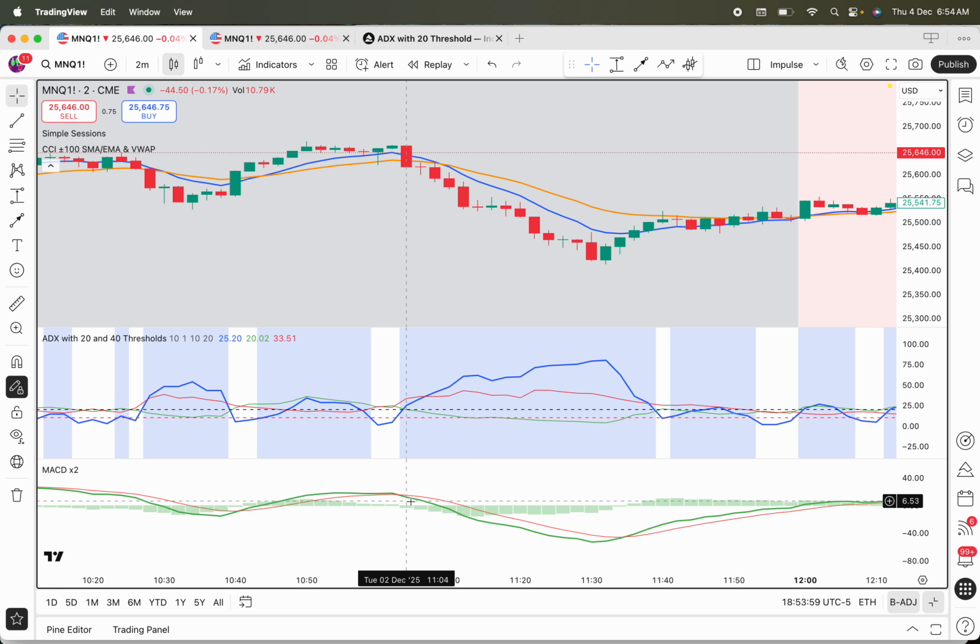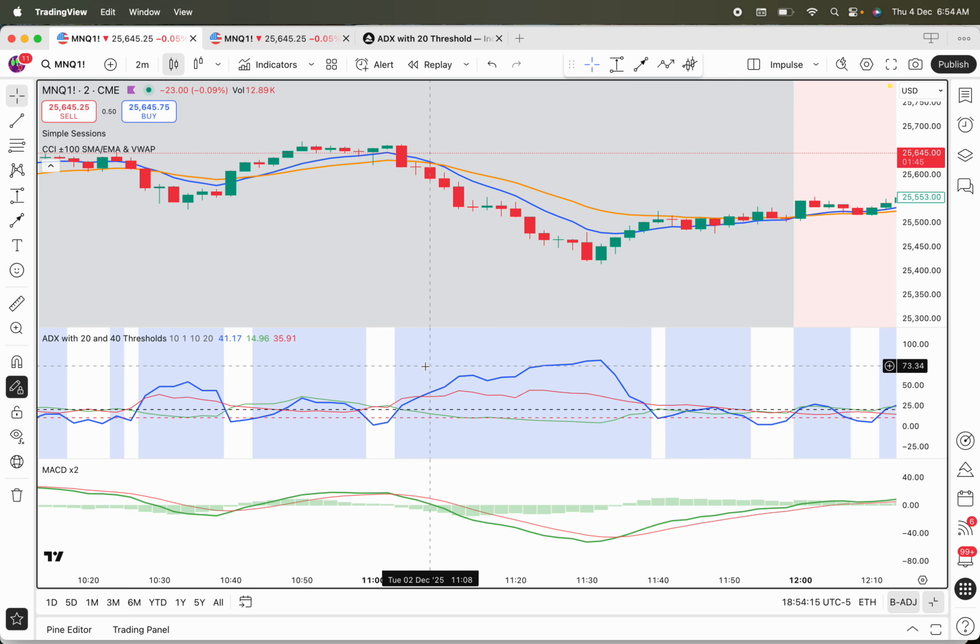This MACD line is measuring the distance between these two, and so at this point they're converging, and when it gets to the 0 line, they're going to diverge. They're going to spread apart. The ADX does exactly the same thing. Anyway, where's our entry?